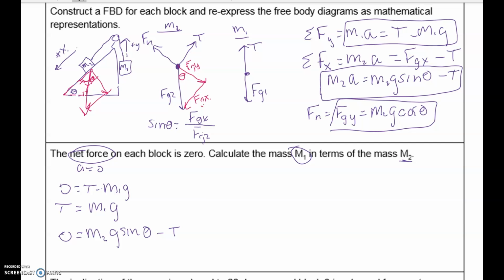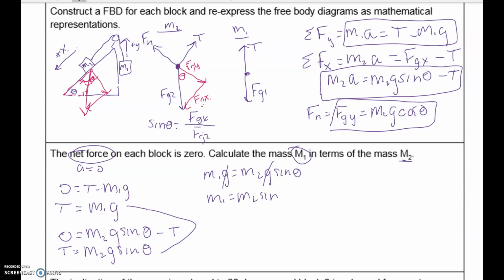All right. So looking at this here, we can rearrange this for tension. That's going to be m2g sine theta. So then I'm going to combine those two. Since they're both equal to tension, they're going to be equal to each other. So m1 times g is equal to m2g sine theta. So it looks like my acceleration due to gravity cancels out, which is good since it's not allowed to be in our answer. And we have m1 is equal to m2 times sine of theta.